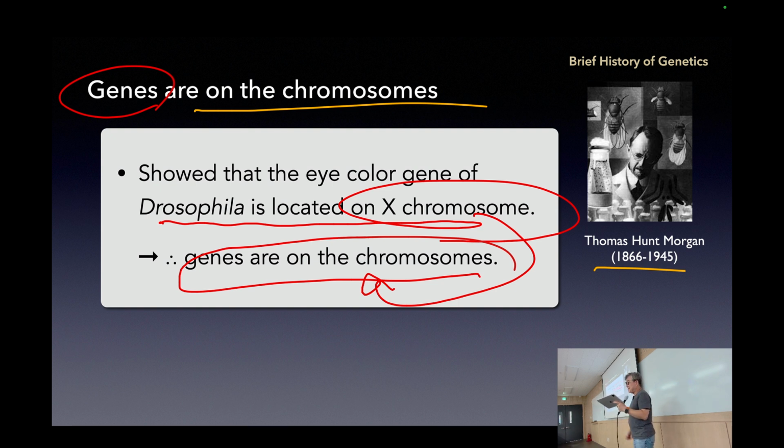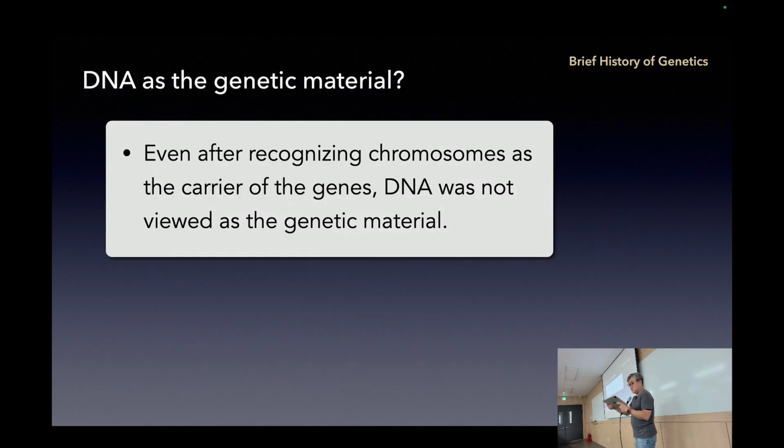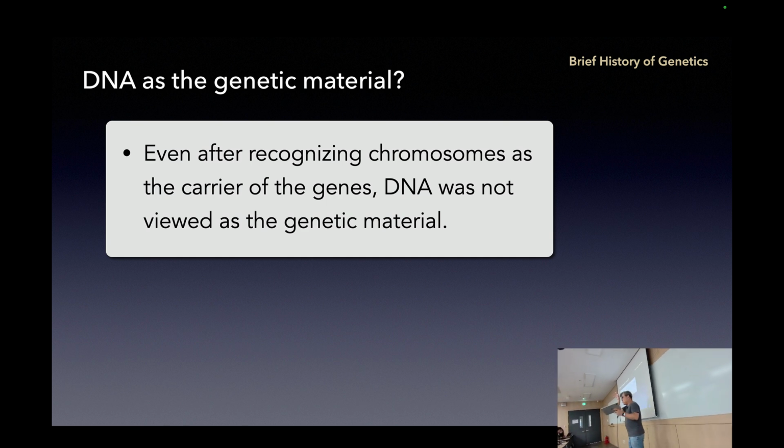But no, it's not. So genes are on chromosomes, then what's the matter? If genes are on chromosomes, then automatically DNA should be the genetic material, isn't it? No, it wasn't that easy. So even after, okay, the genes are all located on the chromosome, fine, everybody go home now, celebrate. So DNA as a genetic material? No.